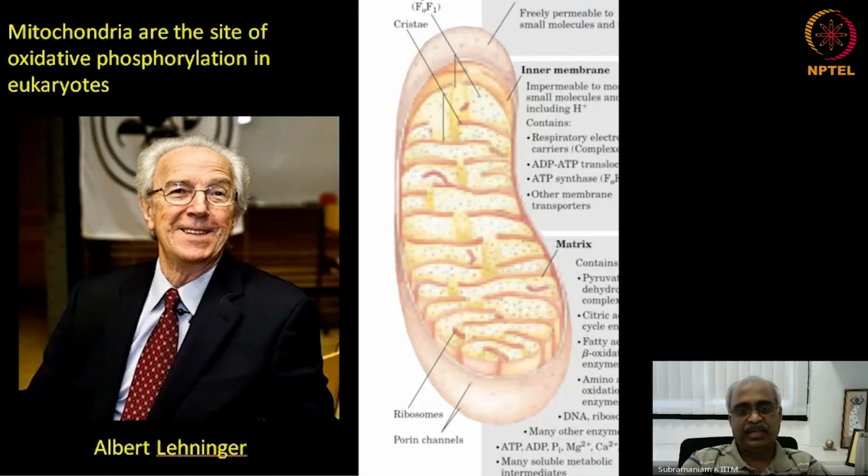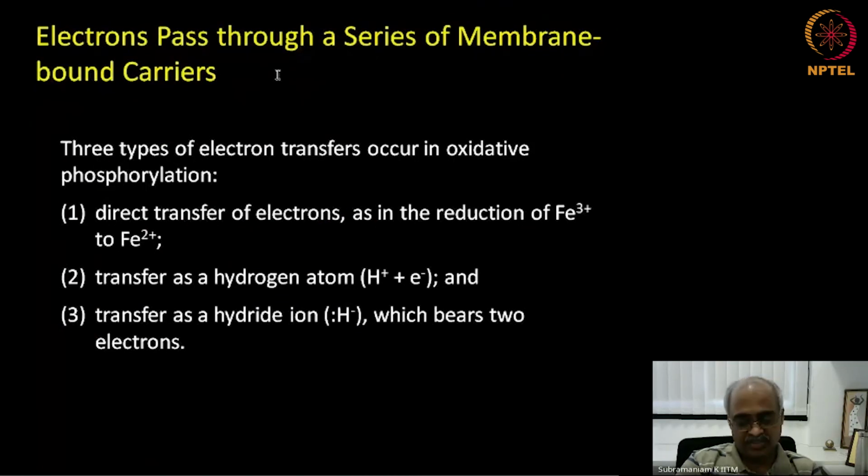Okay, so the first thing was I already drew this structure. I felt this wasn't making it easy, although it is 3-dimensional and telling you the matrix space, inner membrane being folded, and then the outer membrane, all that. So this was identified by Albert Lehninger. Okay, so he is the first one to show that the mitochondria are the site of oxidative phosphorylation in eukaryotes. Since then, people focused on the mitochondria to work out the intermediate steps and the complexes and electron carriers involved.